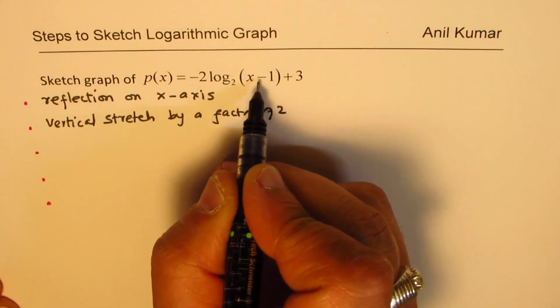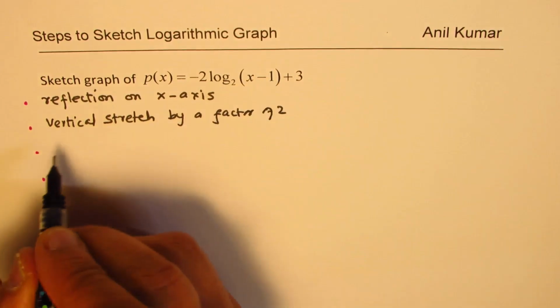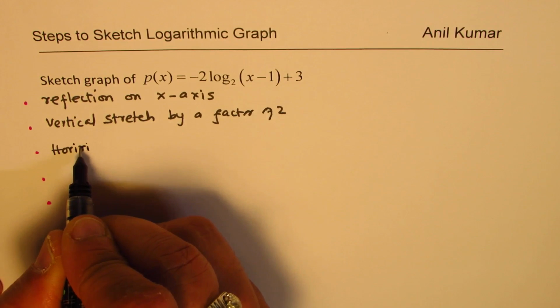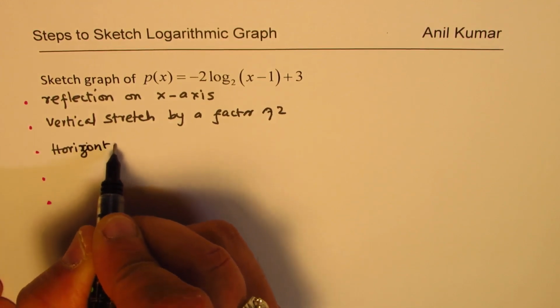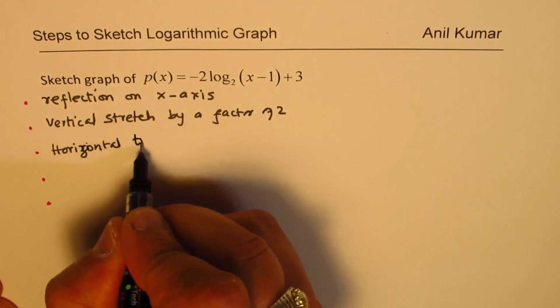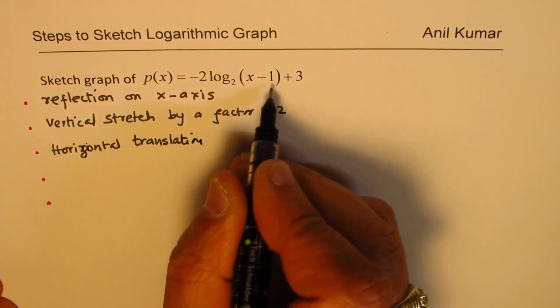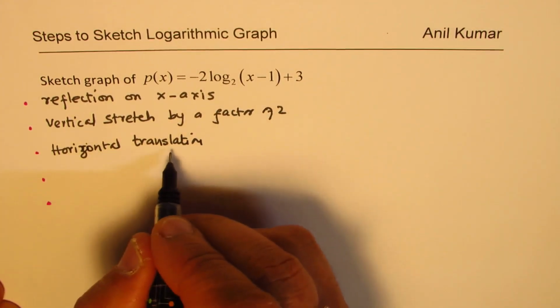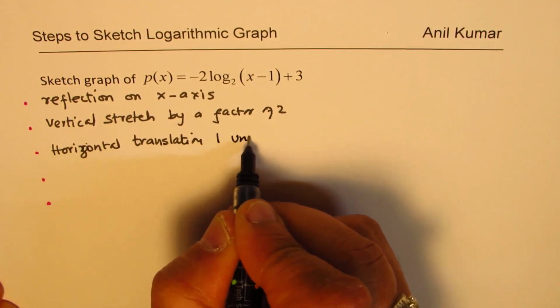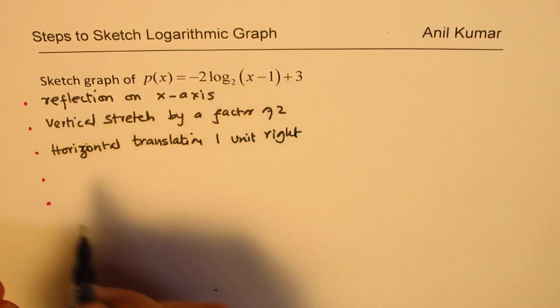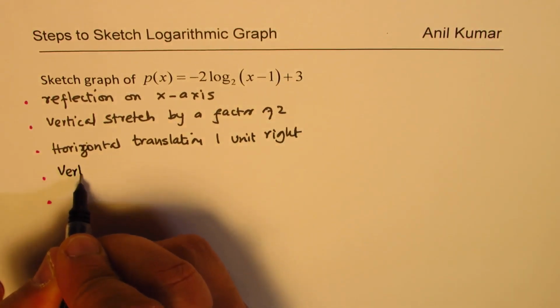Now negative and then 1. This 1 means what? Horizontal translation. By how much? Just 1 unit. Which direction? Horizontal translation, 1 unit. Right. Correct. And 3 is a vertical translation.